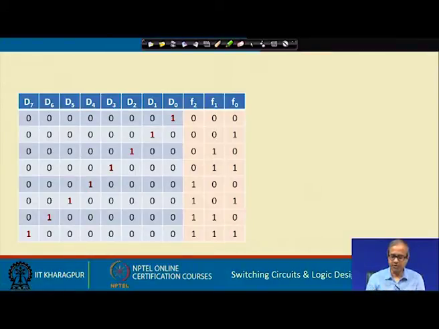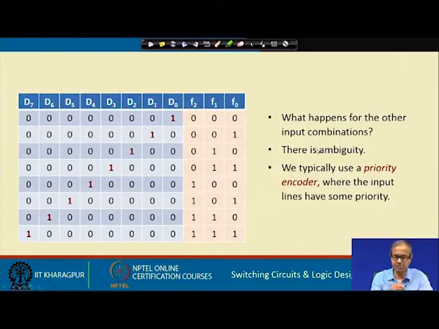For a normal encoder, the truth table will look like this. There are 8 inputs, so there will be 2 to the power 8 possible input combinations. You need not show the whole truth table, because this is a functional block. You can show only the functional rows. The first row says only D0 is 1, others are all 0s, so the output is 0 0 0. If D1 is 1, 0 0 1; D2 is 1, 0 1 0; like this. The other inputs are not valid, so they are all don't cares.